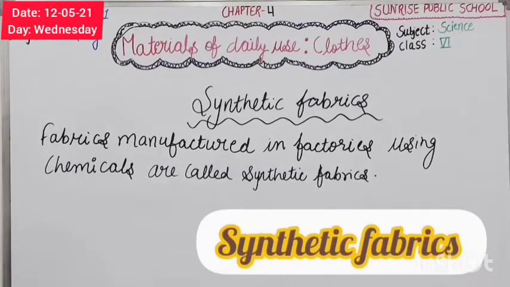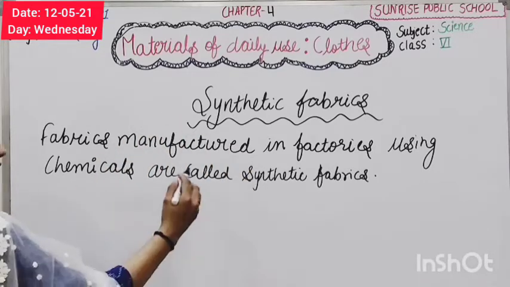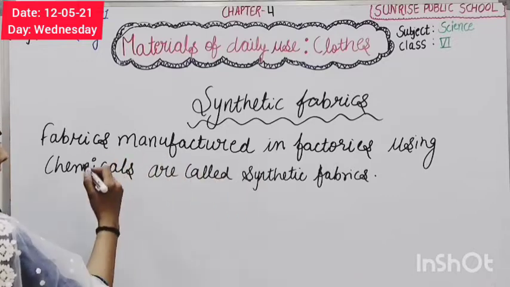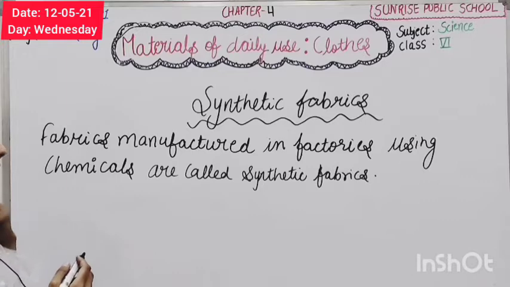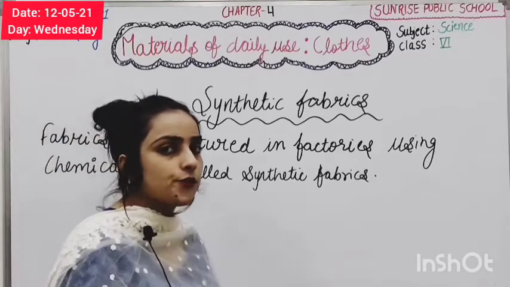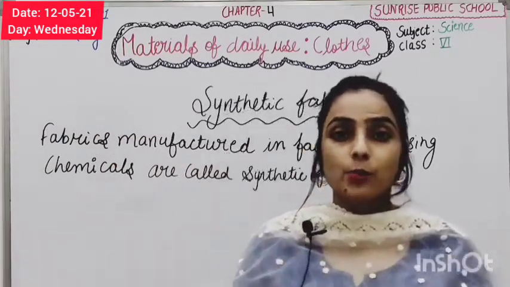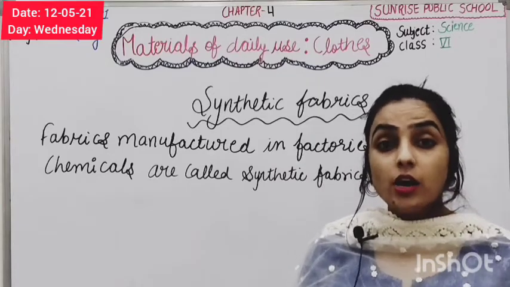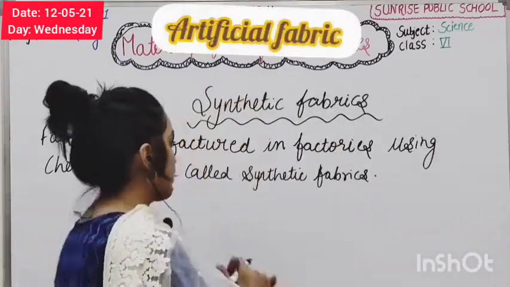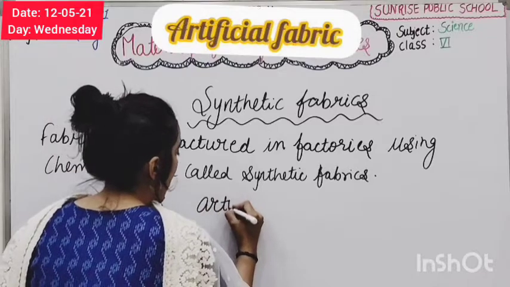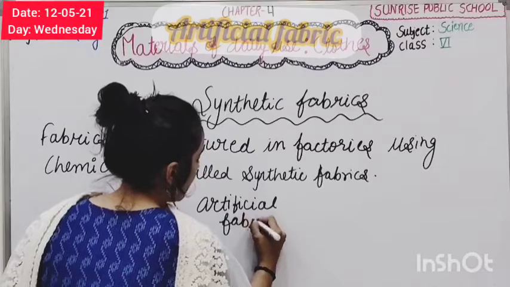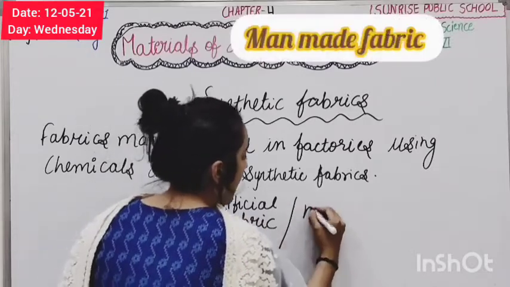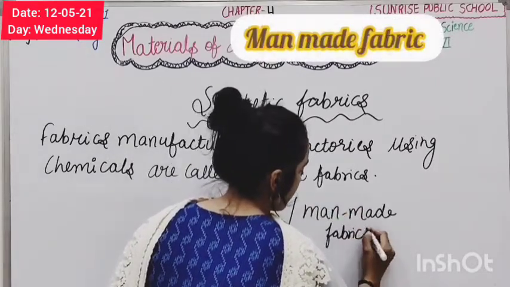So next is synthetic fabrics. Fabrics manufactured in factories using chemicals are called synthetic fabrics. They are manufactured in factories with the help of chemicals. They are also known as artificial fibers, artificial fabrics, or man-made fabrics.